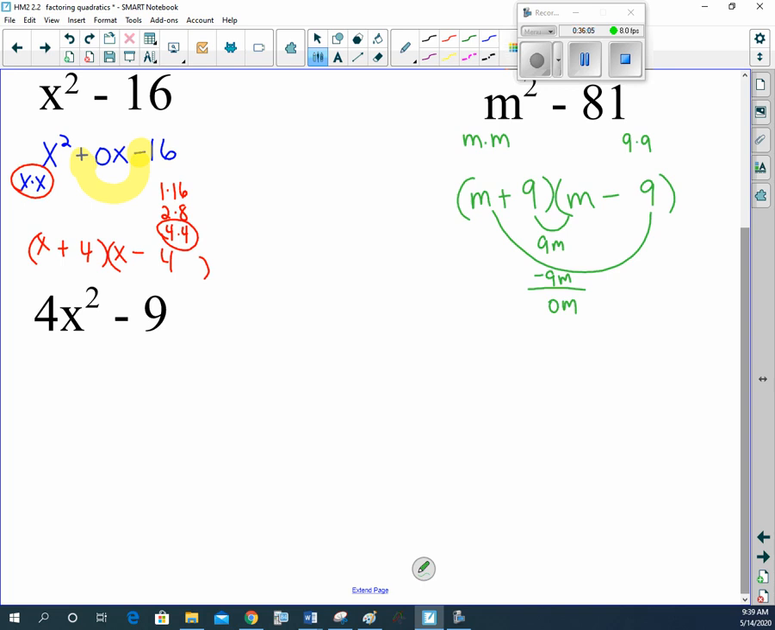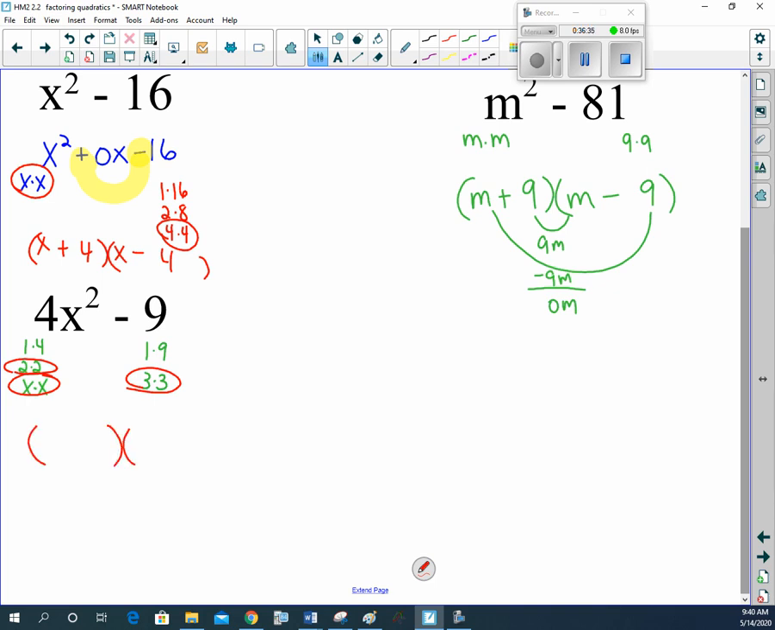Okay, down here, this one's not a 1 anymore. This 4 has a 1 and a 4, and a 2 and a 2, and then x squared is just x and x. Okay, and 9 has 1 and 9 and 3 and 3. But remember, you're trying to get a 0 in the middle. You are trying to subtract to get a 0. So that means all the factor pairs have to be identical. So you're going to have to use this one, and this one. If you're trying to get a 0 in the middle, you have to use identical factor pairs.